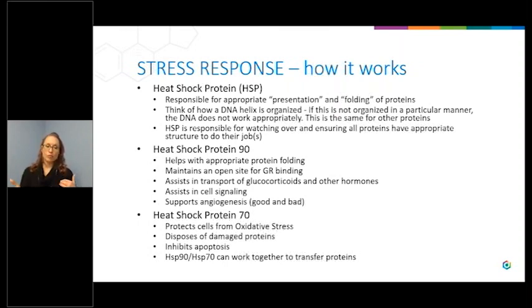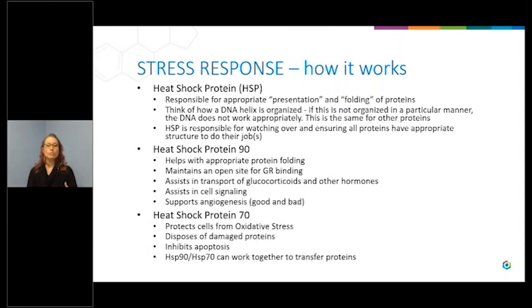We also have a heat shock protein 70. This one protects cells from oxidative stress. When we think of oxidative stress, think of DNA damage, think of cellular destruction. Those are never a good thing, right? So oxidative stress is stress on the cell that makes it not perform as well as it can.